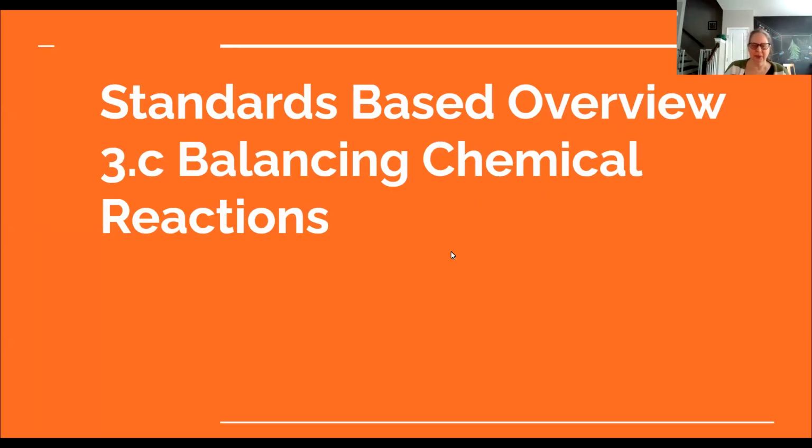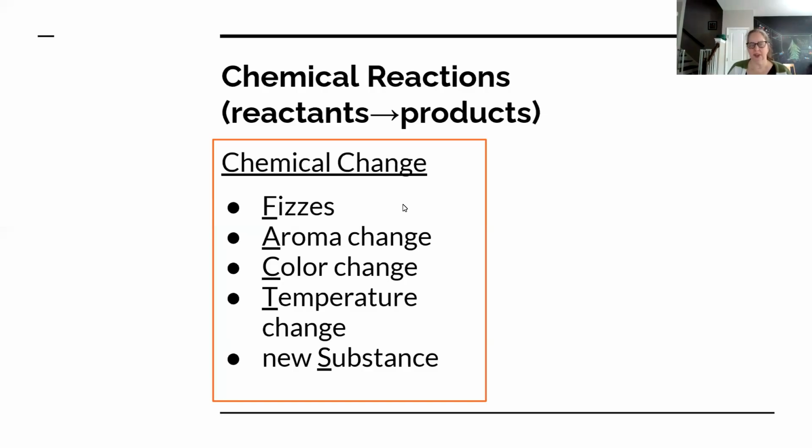All right, here we go with balancing chemical reactions overview. So we have chemical change. Typically, you'll see if something fizzes, there's a smell change or aroma change, a color change, a temperature change, or a new substance. This list is not perfect.